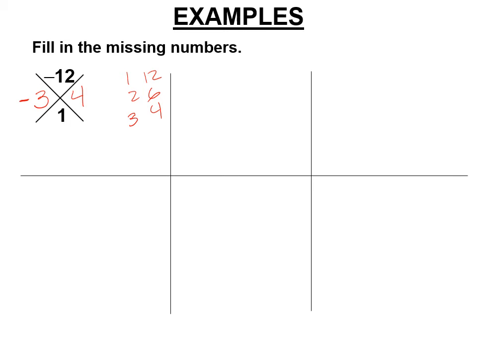-3 plus +4 is 1. -3 times +4 is -12, right? So that was the one. There's no other way to turn these factors of 12 into a +1.